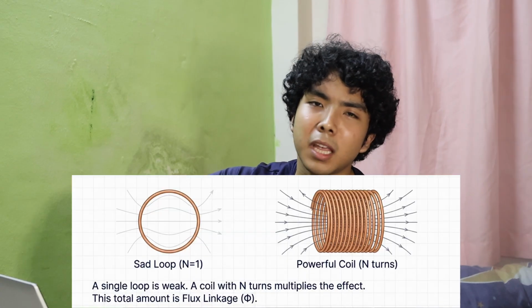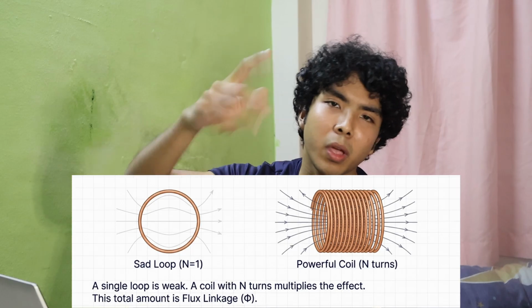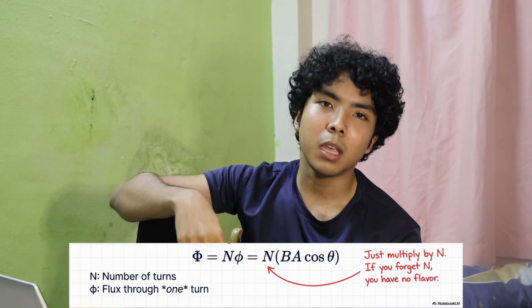Also, we have magnetic flux linkage, big simple Phi. This is just for coil with many turns. The formula is Phi equals to N Phi. N is number of turns, more flavor.